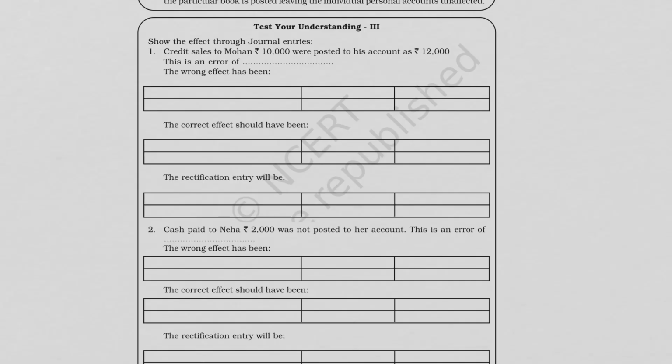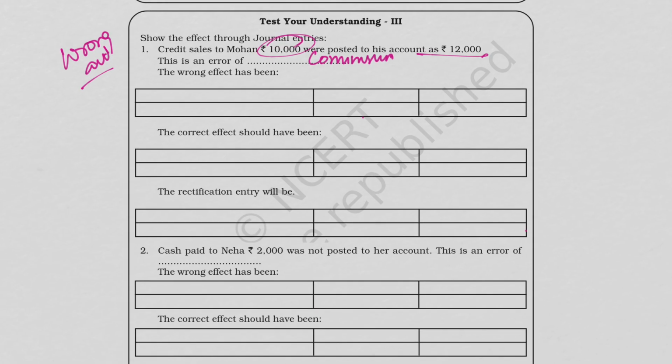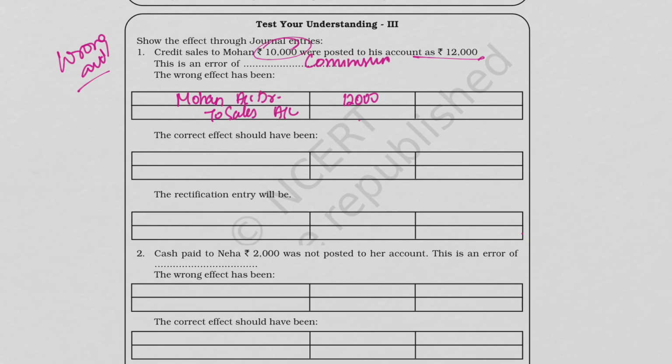Let's solve this question. Show the effect through journal entries. Credit sales to Mohan rupees 10,000 were posted to his account as rupees 12,000. So this is basically an error of commission. Why? Because the entry is recorded but with the wrong amount. So the wrong effect has been Mohan account debit rupees 12,000, sales credit rupees 12,000.